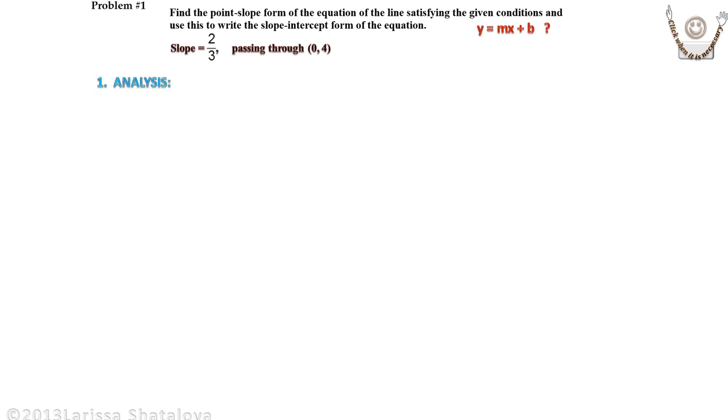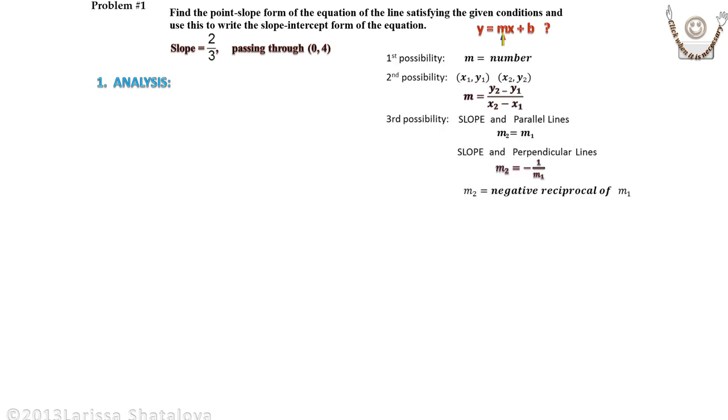First of all, for slope we can use several options. Option number 1, when slope is known. Option number 2, when we have 2 points and we have to calculate slope. And option number 3, when we have parallel or perpendicular lines. In our case, in this particular problem, slope is 2 over 3. So we can use the first possibility because slope is 2 over 3. We can show m is 2 over 3.